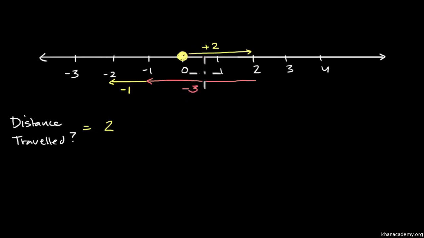So this would be 2 plus 3 plus 1. Doesn't matter if this is 1 to the left or 1 to the right. Doesn't matter if it's +1 or -1. We care about its absolute value. We care about its magnitude. So the distance traveled in this example is going to be 6 units, whatever the units are on my number line right over here. If these are in meters, then this would be 6 meters.